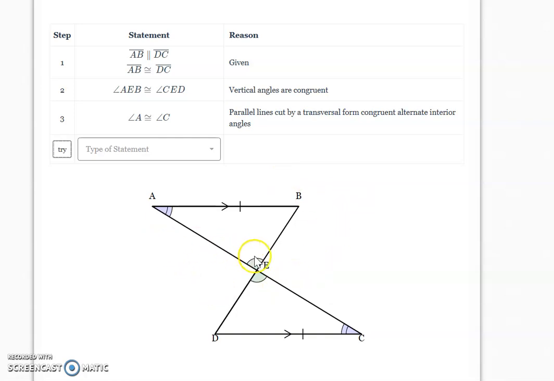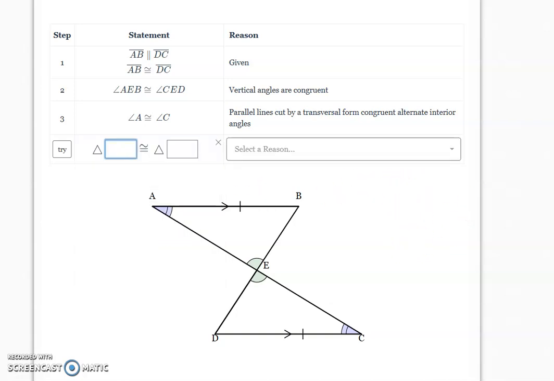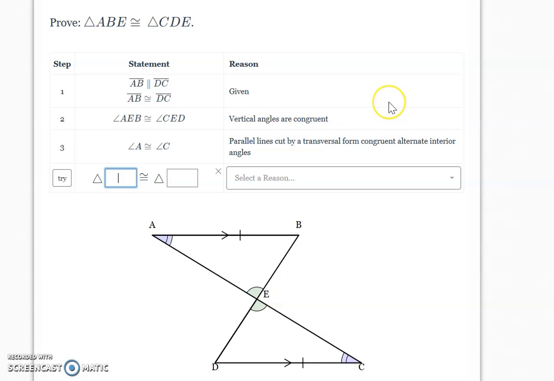So now I have two angles and a side. And remember, order is important. So I know that by angle, angle, side, that this triangle is congruent to that one. So I'm done. So I need my triangles. So I'm just going to scroll up here and I'm going to write them the same way they're written up there. And you can type them in.